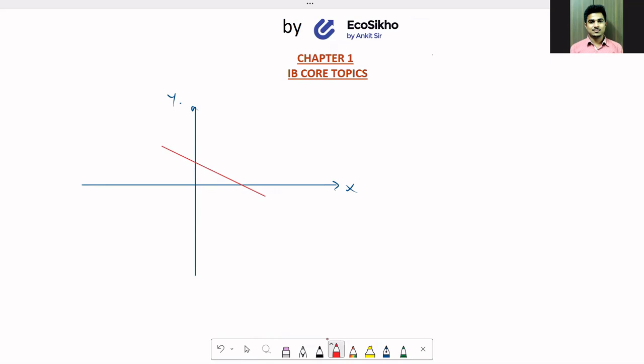Before jumping into that, the straight line that you can see over here, let me name it L1. This straight line is cutting the x-axis at a point, let's name it A. And it is cutting the y-axis at point B. The point where it cuts the x-axis is known as your x-intercept. So this is your x-intercept. And the point where it cuts the y-axis is known as your y-intercept.